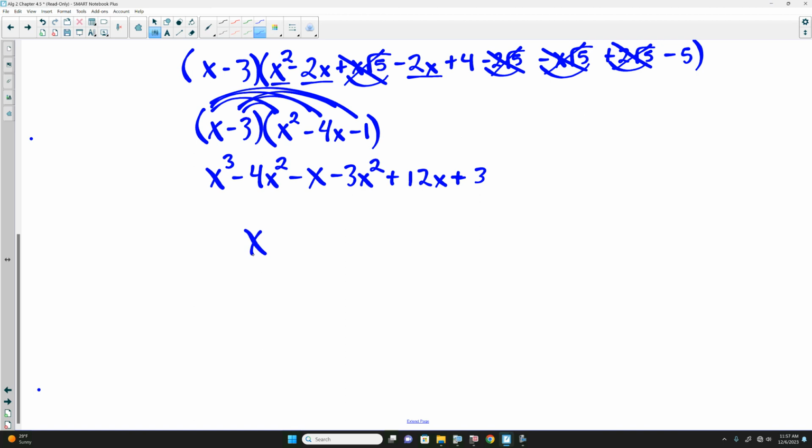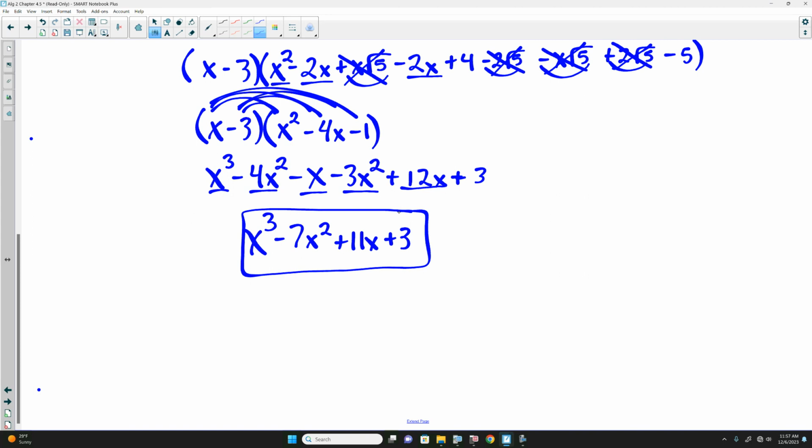And when we combine like terms here, x cubed by itself, negative 4x squared minus 3x squared is negative 7x squared. Negative x plus 12x is 11x, plus 3. That's it. So a lot of this is just get it equal to 0 and then multiply. A lot of multiplication.